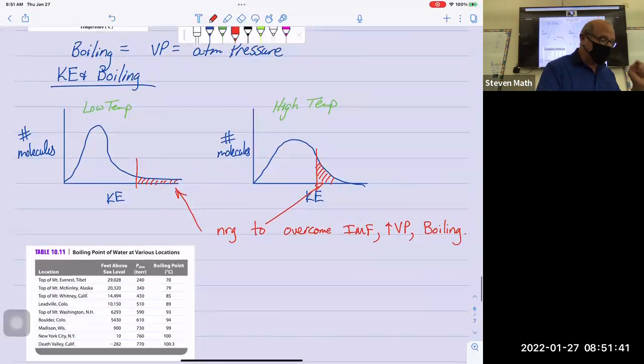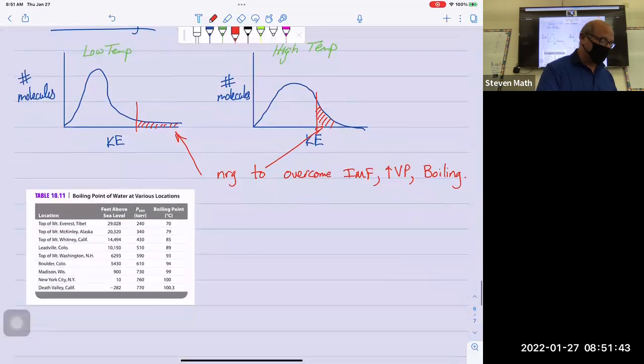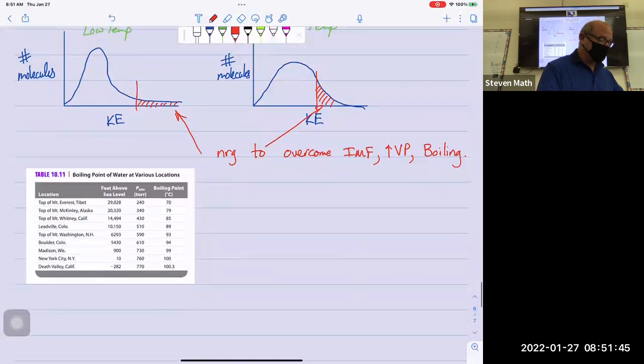So boiling is where vapor pressure equals atmospheric pressure. Well, guess what? If you go up in altitude, you decrease the pressure.